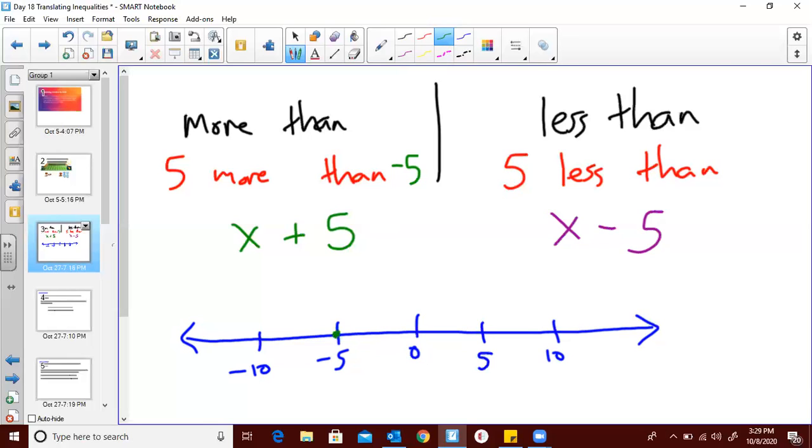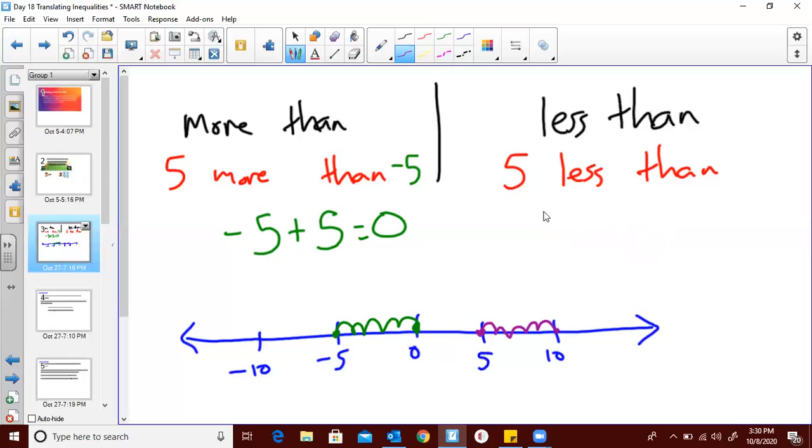So I'll go 1, 2, 3, 4, 5, and I'll get to 0. So if you were to write that out, I'll have 5 more than -5, which will equal 0. Also with less than, if I have 5 less than 10, I'll start at 10, and now 1, 2, 3, 4, 5, and I will be at 5. That's where I'll stop. So if I rewrite this, it'll be 5 less than 10, which you can see equals 5. So this is just a visual representation to show you guys that it is in fact correct.